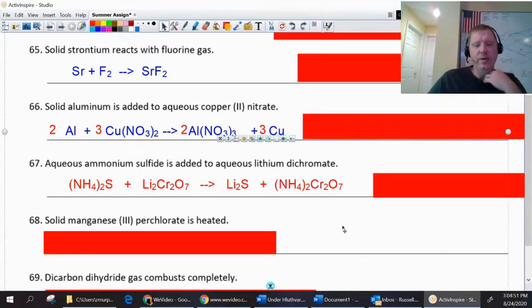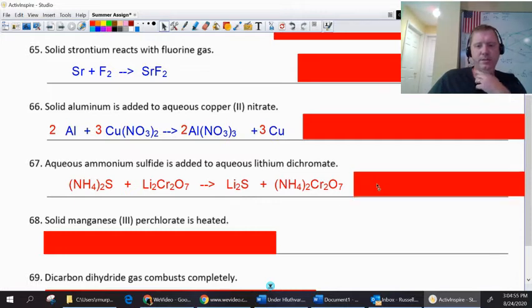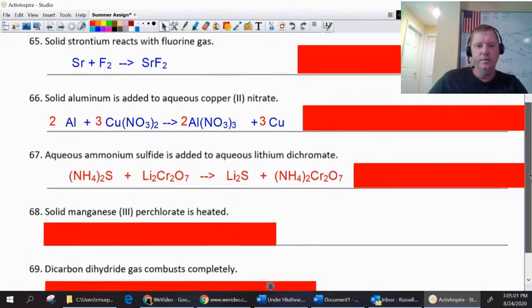I did have a typo in there. I made the formula for ammonium dichromate wrong. I think I was just typing it too fast when I made it. But so that's now balanced. There's 2 ammoniums and a dichromate. Awesome.